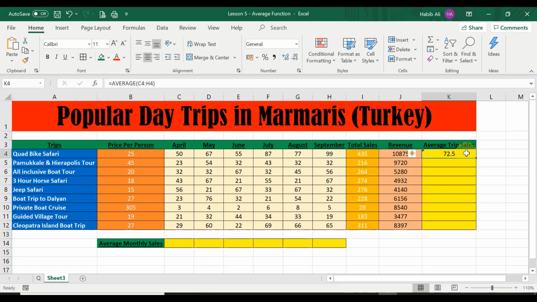Once you've done the first one and it is correct, and please do double check, because if it's not correct and we move on to replicating this into the other cells to work out the average sales for the other trips, then if this one is wrong, the rest will also be wrong. So please do have a double check just to make sure. I'm going to do that right now. By looking in the formula bar, I've got C4 all the way to H4, so that is correct. Absolutely fantastic. Now I can move on to replicating down into the other cells.